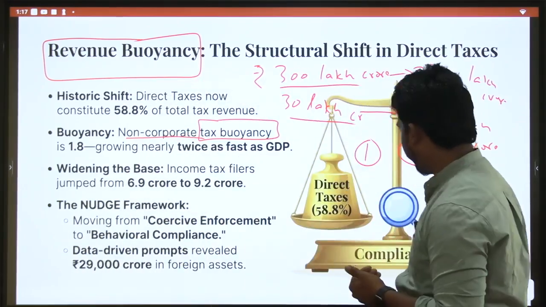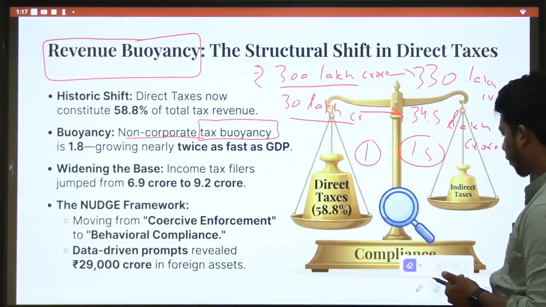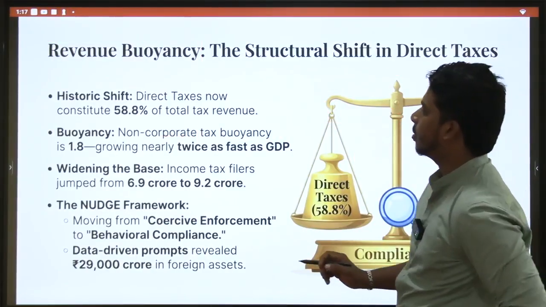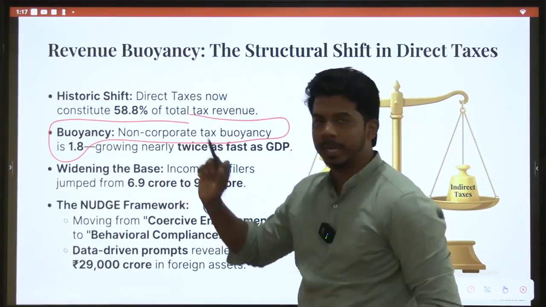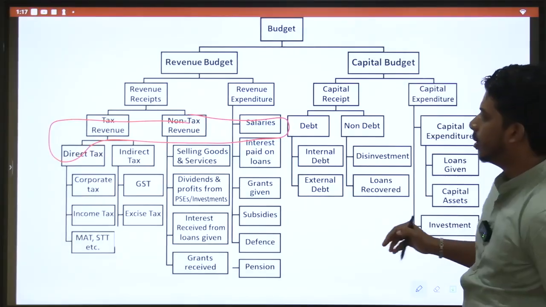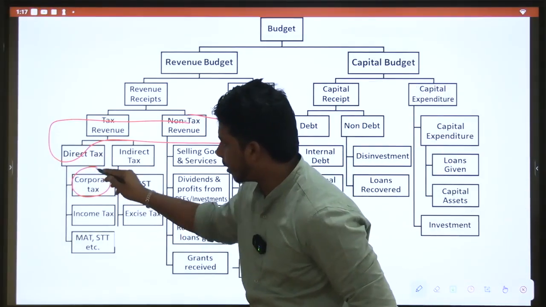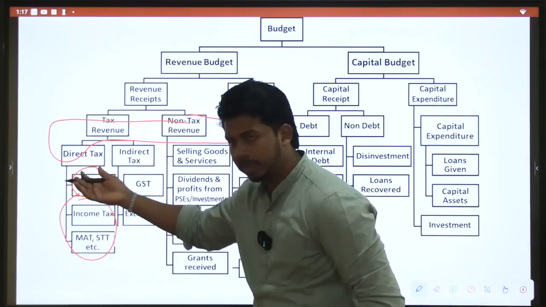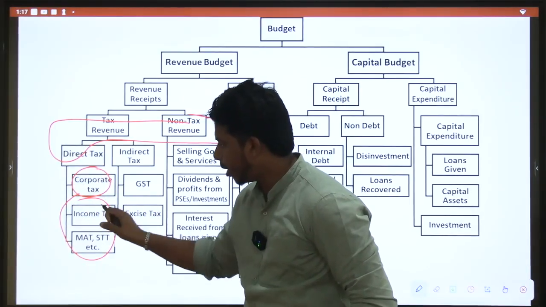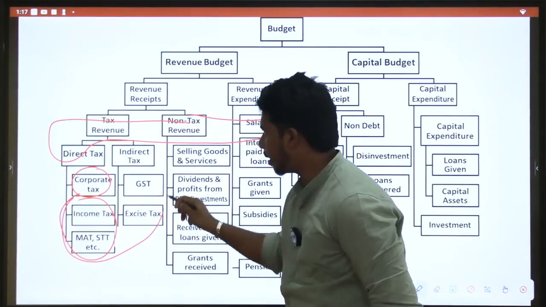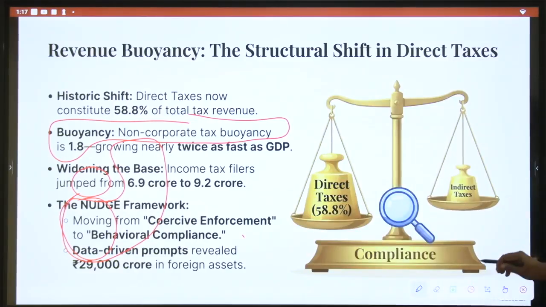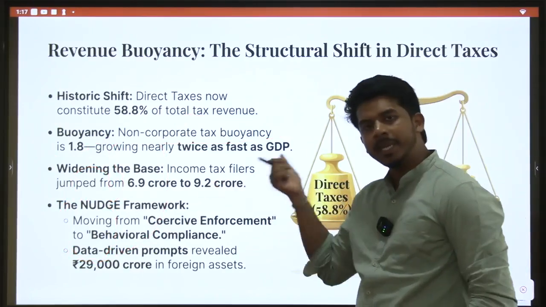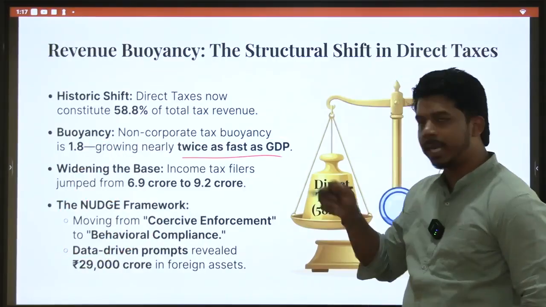Now let us see how they are achieving this. They are saying non-corporate tax buoyancy. This is corporate tax, and other than that are the non-corporate taxes. Non-corporate tax buoyancy is 1.8. So taxes are increasing faster, almost double the GDP.